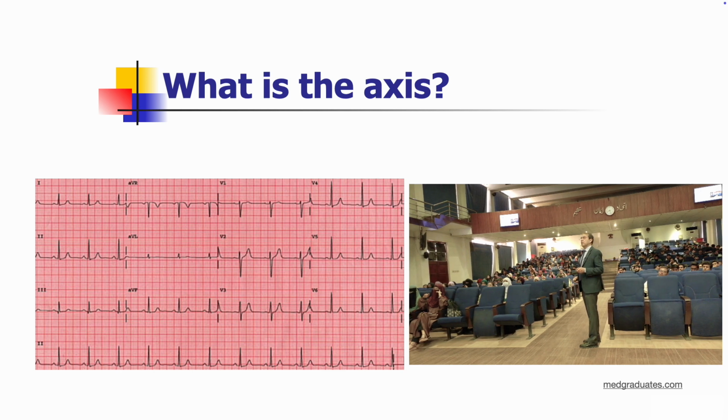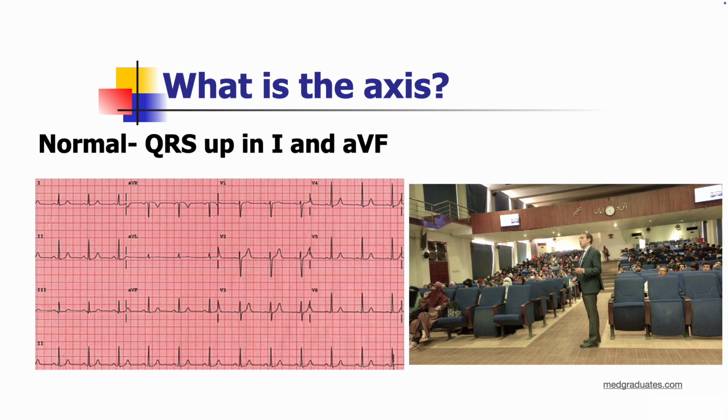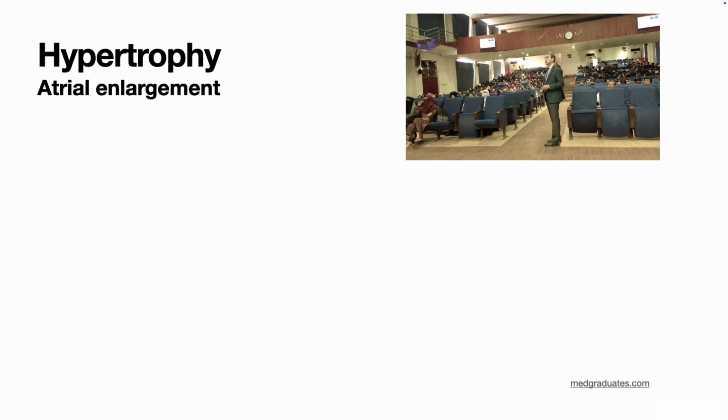Now what do you see in this ECG? Where is the axis? Lead 1 is positive. Lead AVF is also positive. So this is a normal QRS in 1 and AVF. This is a normal axis.